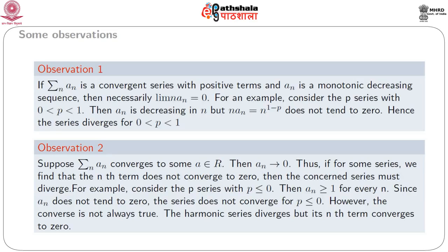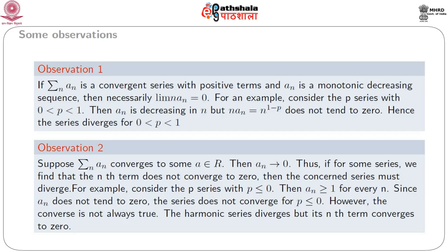Thus, if for some series we find that the nth term does not converge to 0, then the concerned series must diverge. For example, again consider the P series with p less than or equal to 0. Then an is greater than or equal to 1 for every n. Since an does not tend to 0, the series does not converge for p less than or equal to 0. However, the converse is not always true. The harmonic series we have defined earlier diverges, but its nth term converges to 0. So we must be very cautious while applying these indirect procedures of checking convergence.